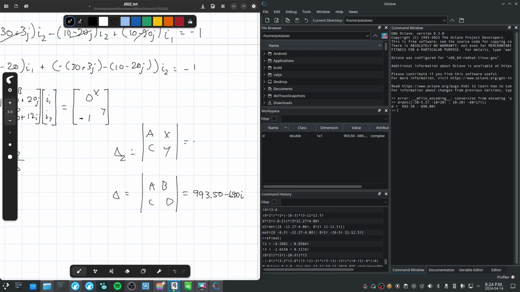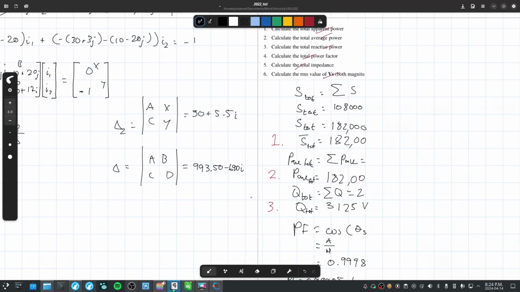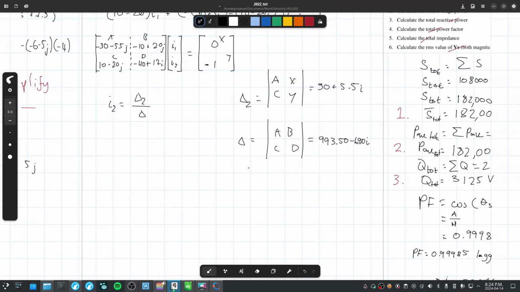And the determinant 2, the exact same formula, but we replace the right-hand column with 0 and 1. 30 plus 5.5i. That is going to be 30 plus 5.5i over 993.5 minus 690i. And let's put that in phasor form.